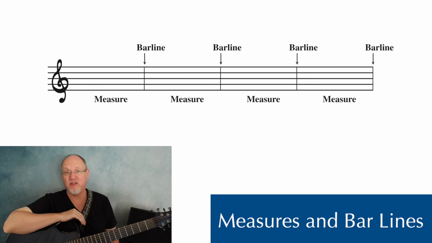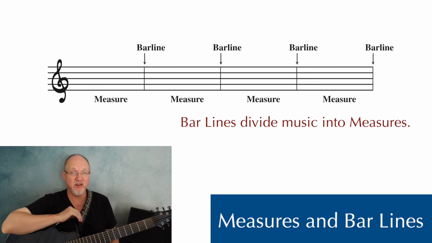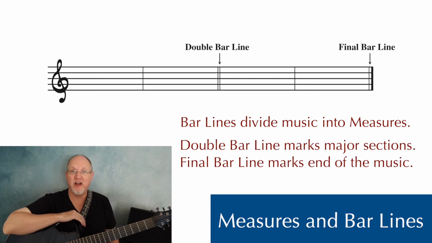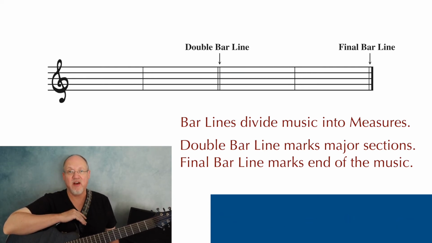Music is divided into little segments called measures. Those little vertical lines you see are called bar lines, and the space in between each bar line is called a measure. So in this example here, we can see there are 4 measures. A bar line is usually just one thin line, but sometimes you'll see a double bar line, say at the end of a major section of music, and at the end of a piece of music, you'll see the final bar line, which is a thick and a thin line.